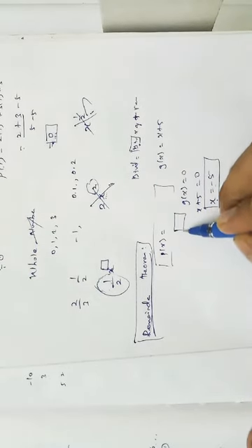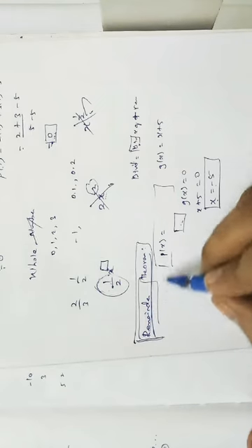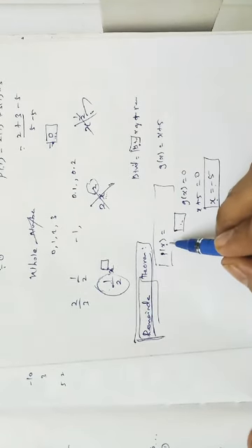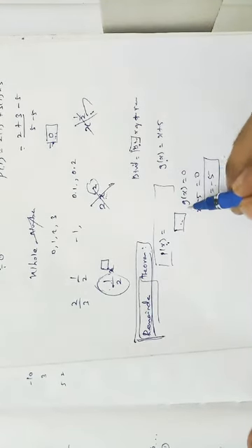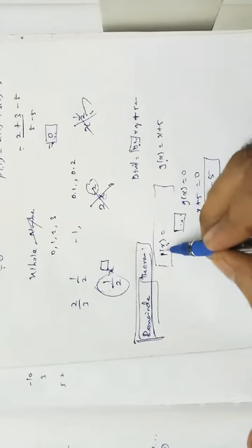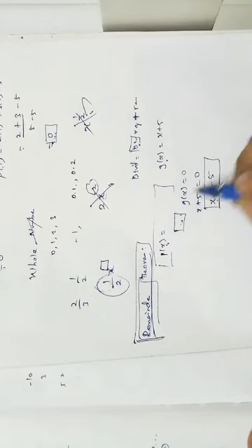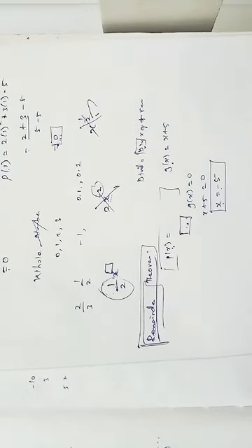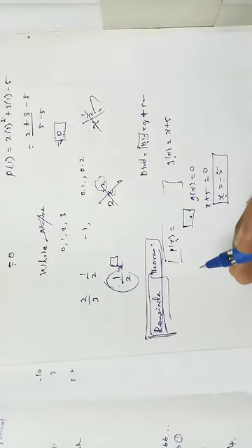Finally we will get one value. That value is nothing but the remainder. When dividing p of x by g of x, we will get some remainder, and that remainder is nothing but what we get by simplifying p of x. That is the remainder theorem.